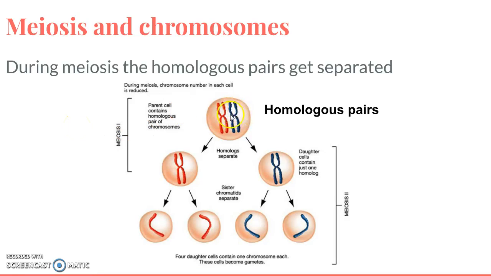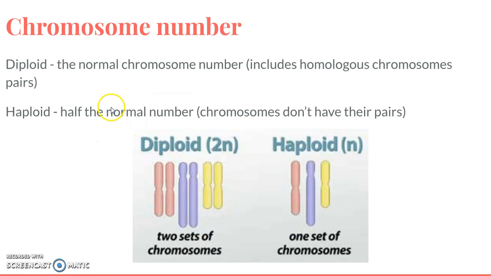During meiosis, those homologous pairs get separated. So we're splitting apart the mother and father chromosomes. The number of chromosomes, we call them different names. When we have the two copies, it's called diploid. When we have the mother and father, it's diploid. When we break the mother and father pairs apart, those homologous pairs, then the cell is haploid. So we have half the amount as the original cell.